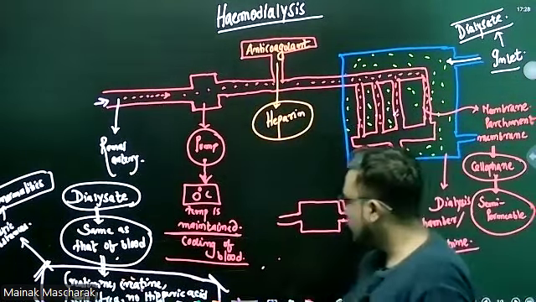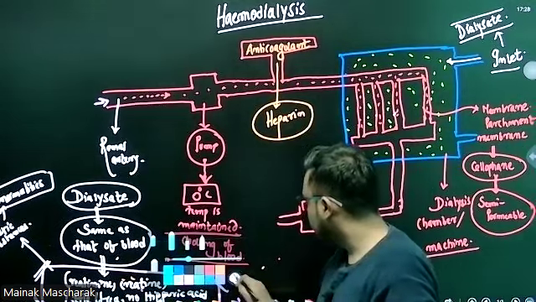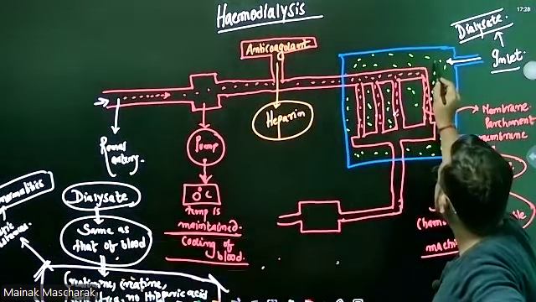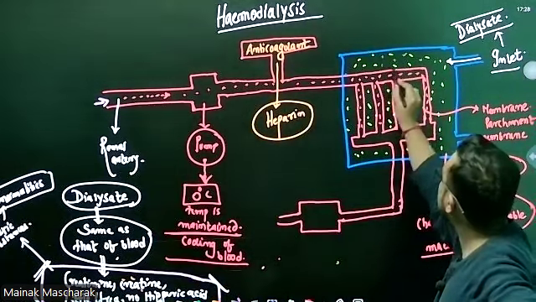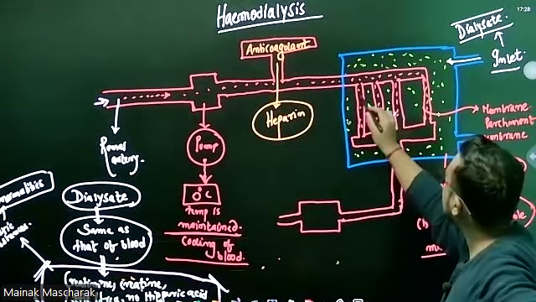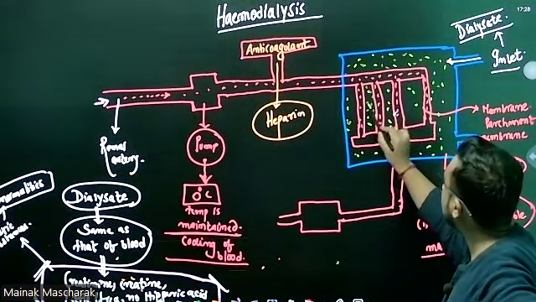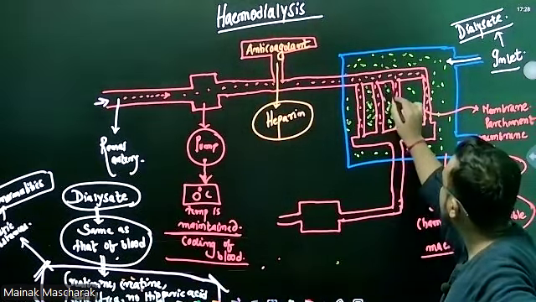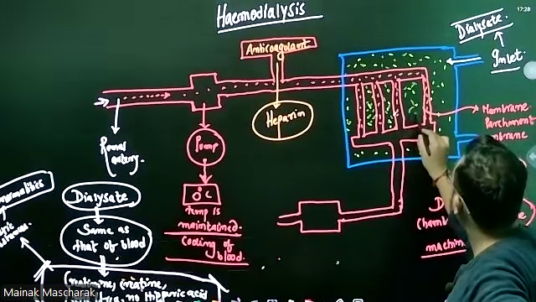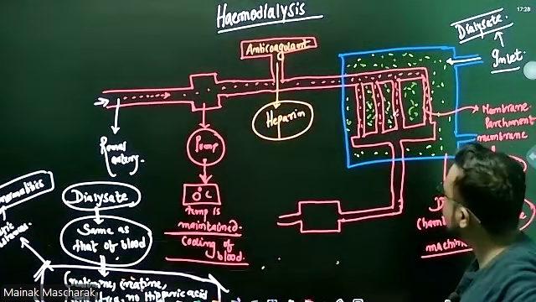So if you can see here, the dialysate fluid is this. This dialysate fluid is passing through the inlet. Now this dialysate fluid is moving in this part as well. So this is also your dialysate fluid. In this chamber also there is the presence of this dialysate fluid.